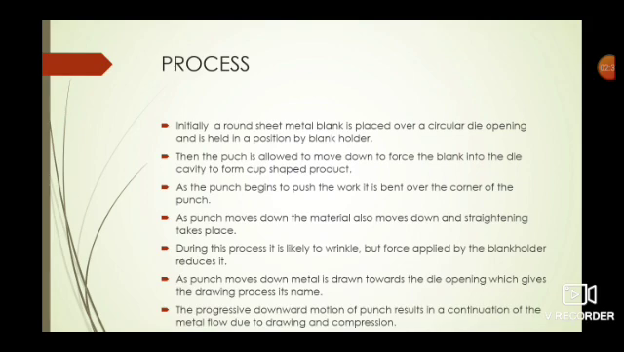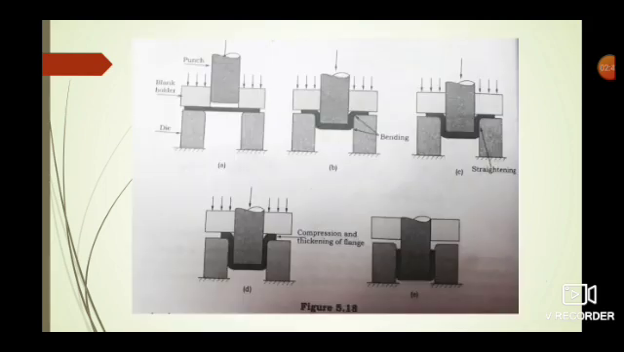As the punch moves down, metal is drawn towards the die opening, which gives the drawing process its name. In figure 5.18a, the workpiece is at the leftmost and rightmost end position of the die. When coming to figure 5.18c, as the punch moves downwards, the workpiece starts to move towards the die opening, which means that the workpiece is drawn into the die opening. That is why the name deep drawing comes. The word drawing comes from this process.